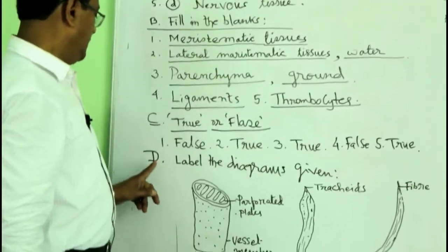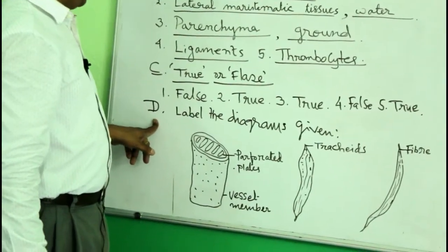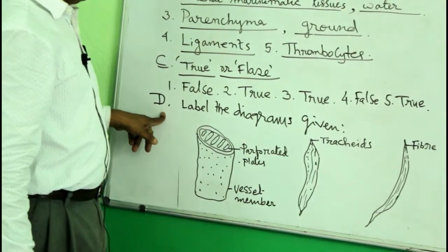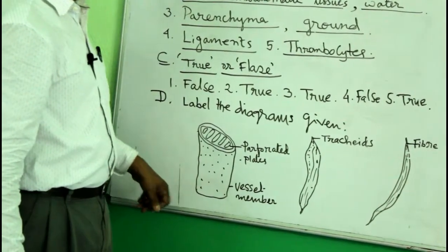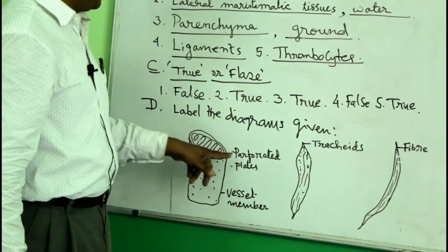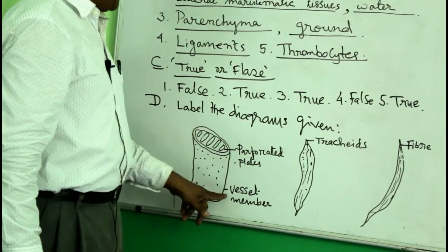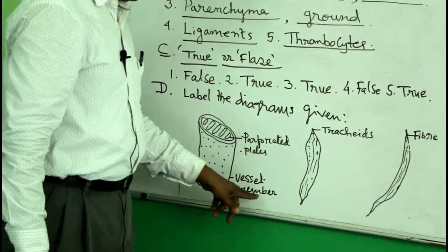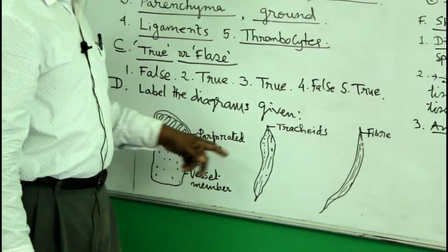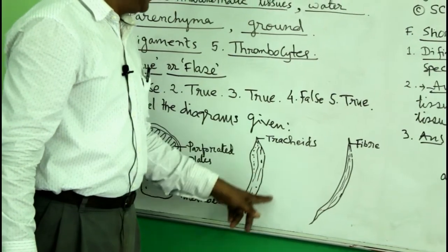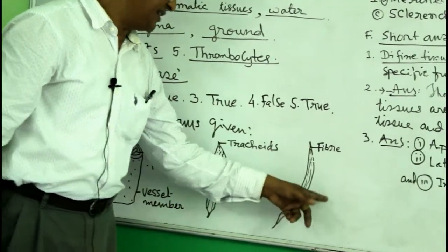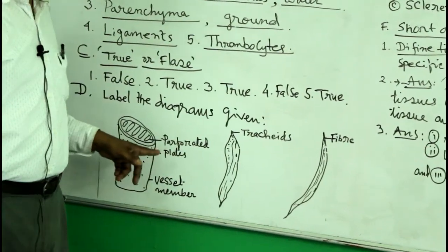We come to the drop and label question, where you have the first diagram. It shows the first label is perforated plates and the second label is vessel membrane. The second diagram is tracheids and the third diagram is fiber. These are all the xylem elements.